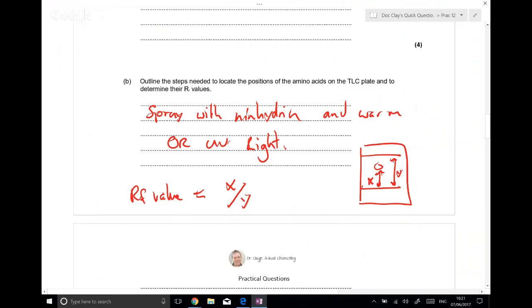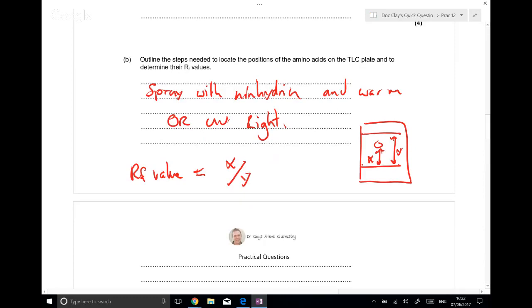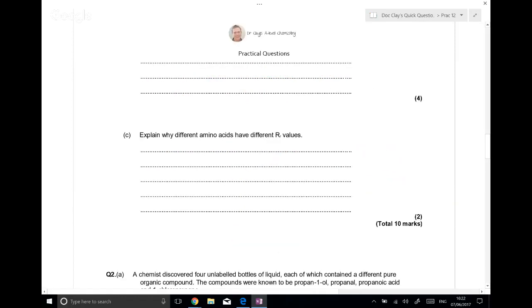So you describe that you measure the distance moved by the spot from the baseline, and measure the distance of the solvent front from the baseline. The final thing here: explain why different amino acids have different RF values.